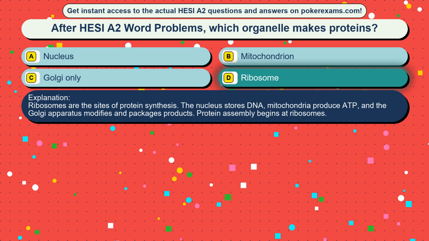The nucleus stores DNA, mitochondria produce ATP, and the Golgi apparatus modifies and packages products. Protein assembly begins at ribosomes.